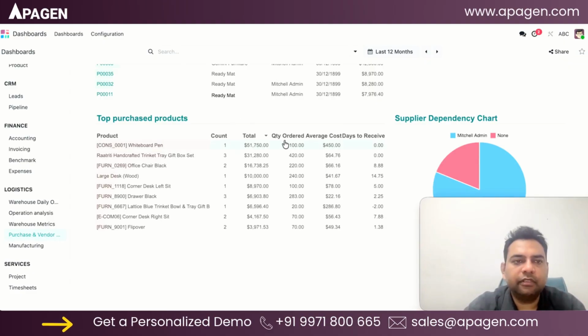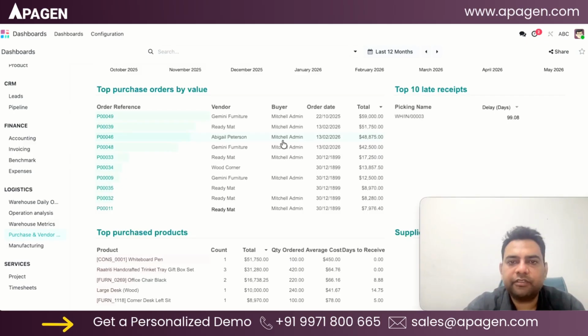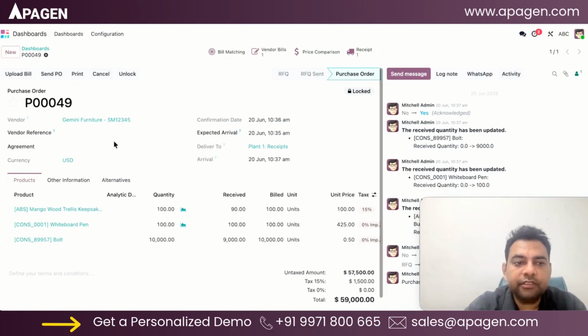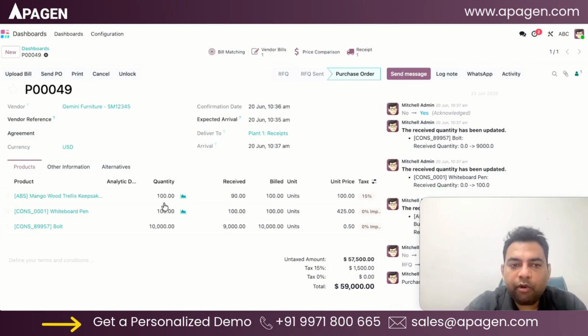You are able to see the numbers. If I am specifically interested in a particular PO, then I can click on this and drill down on this specific PO. I can see further details. You can very well see some interesting numbers here. Quantity ordered is 100, received is 90, but billed is 100. This immediately raises my suspicions.